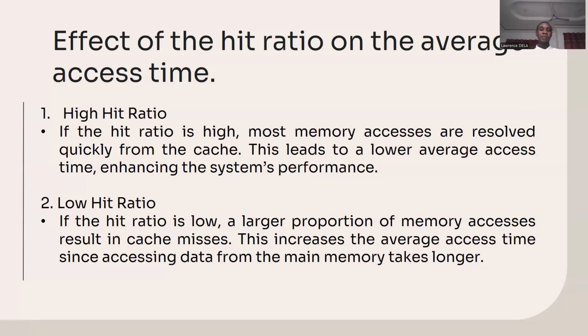So the low hit ratio: if the hit ratio is low, a larger proportion of the memory accesses result in cache misses. This increases the average access time since accessing data from the main memory takes longer.